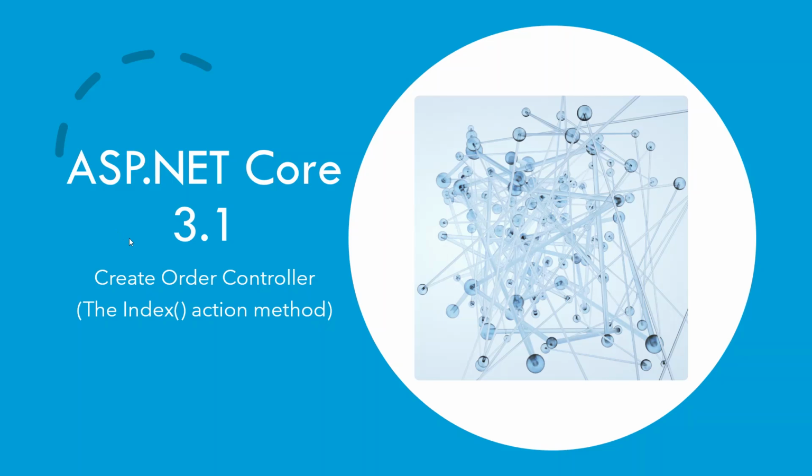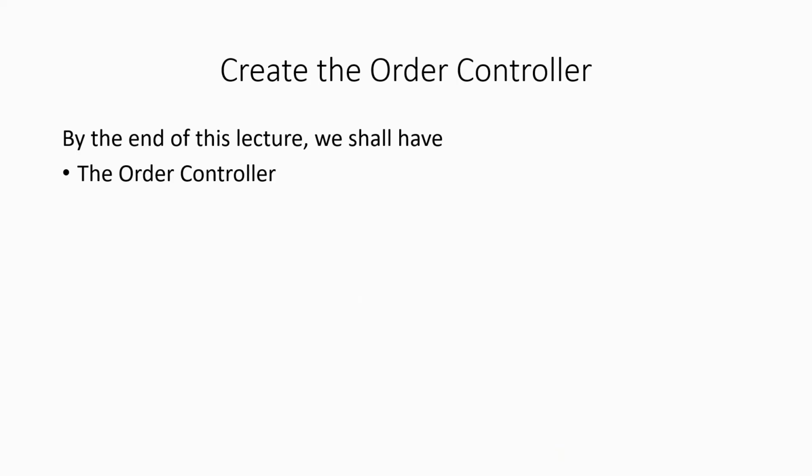So let's see what is the learning outcome of today's lecture. Hello everyone. So we'll be creating the order controller with the index action method. We have already finished and seen the customer controller in action with all the related tasks, CRUD operations for the customer controller. Now we'll be shifting our focus to the order controller, and by the end of this lecture we shall have the order controller and the index action method in the controller. So let's flip over to Visual Studio and start coding again.